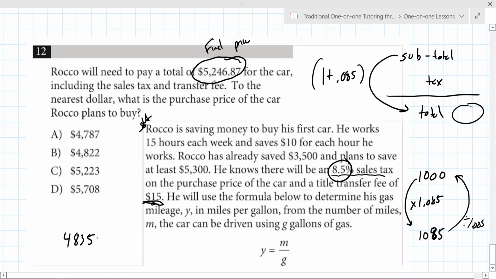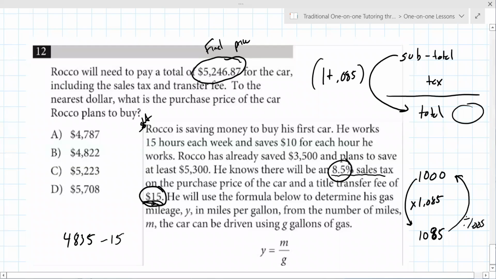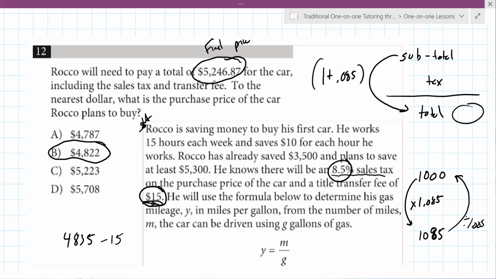Okay. Now, what we don't know, and that's why this problem probably isn't used, is whether the transfer fee has tax collected on it. That's a different issue, whether it should or shouldn't, but you have to adjust that number by $15. You have to subtract that from it. So it'd be roughly 4,820, which means it's probably B. And all this other stuff really wasn't relevant to the question, but it was there for some reason.